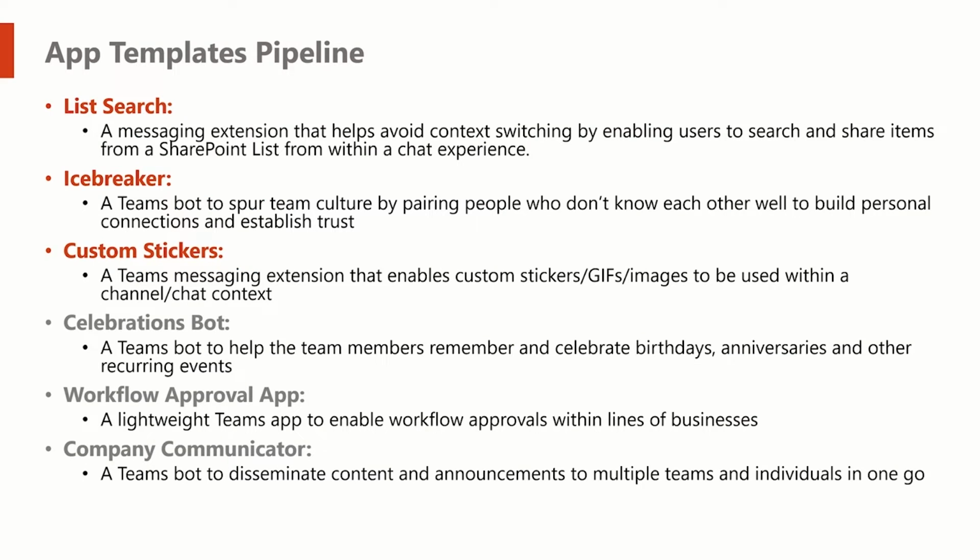Other app templates that are going to be coming soon are Celebration Spot, which is a team spot to help the team members remember and celebrate birthdays, anniversaries, and other recurring events. We also are working on a workflow approval app where within a Teams app itself, you can manage workflow approvals within lines of businesses. And lastly, Company Communicator, a Teams bot to help disseminate content and announcements to multiple teams and individuals in one go. In the near future, we are focusing on building these templates for common scenarios in each line of business in an organization, such as for HR, culture, IT, DevOps, sales, and marketing.